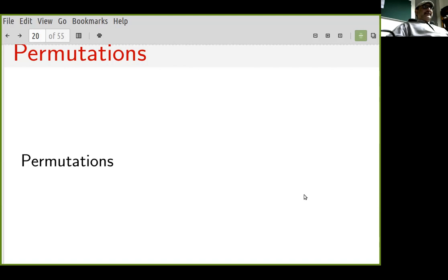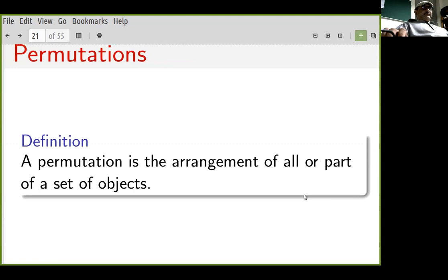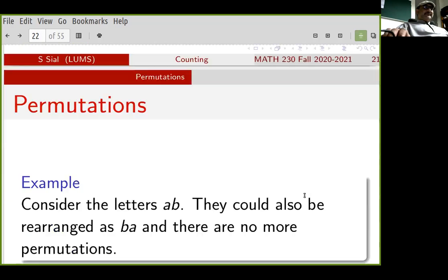Okay. Next, we come to the idea of permutations. This concerns the number of ways in which some things can be done. And a permutation is the arrangement of all or part of a set of objects. That'll become clearer when we do a few examples.